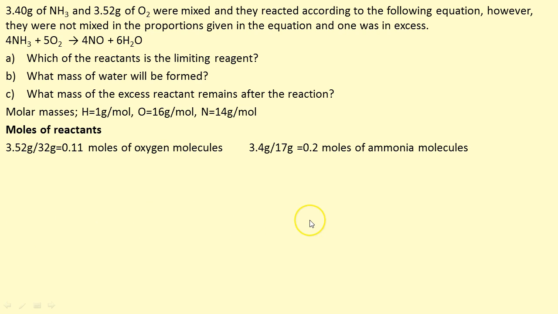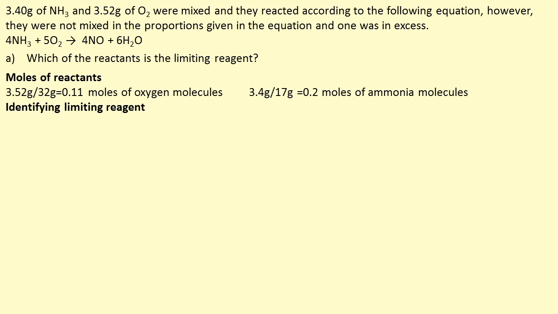The next thing we need to do is identify the limiting reagent. So, to identify the limiting reagent, we can take one of the two reactants or reagents and see if there is enough of the other reactant to use it all up.